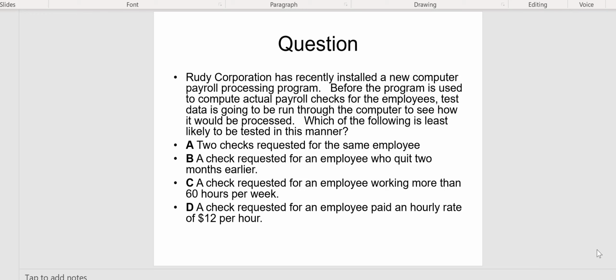computer processes it. And then D, a check requested for an employee paid an hourly rate of $12 per hour. Well, why would you use test data for that? You're certainly going to have an employee with a $12 an hour rate. See, in letter D, there's nothing suspicious about a $12 an hour rate. That comes out to about $24,000 a year.